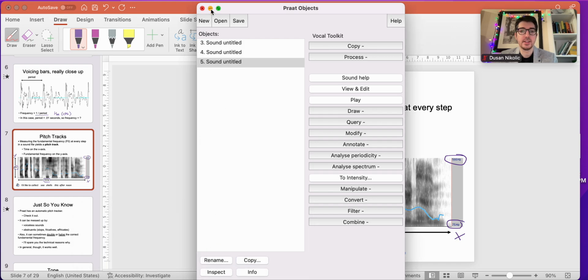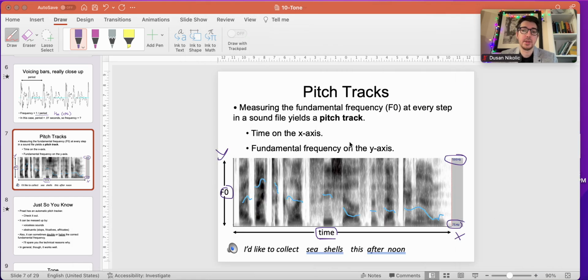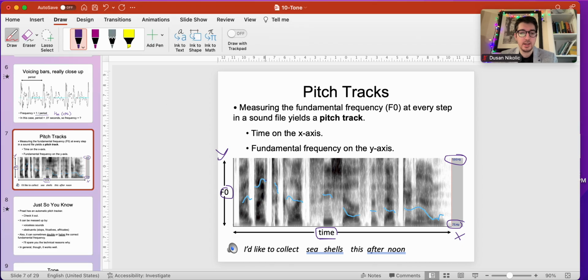Okay, I want to cancel it. It's quite relative. Fundamental frequency is very relative to what you see here. For example, this one is high, right, in comparison to this one, but this one is also high in comparison to that one.